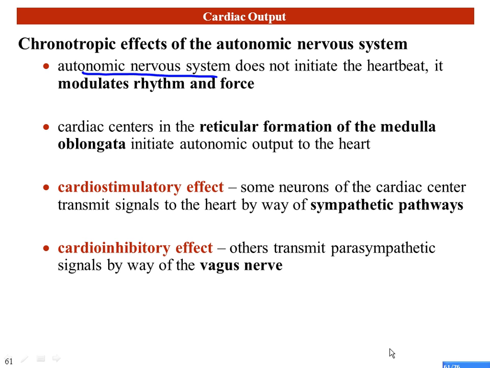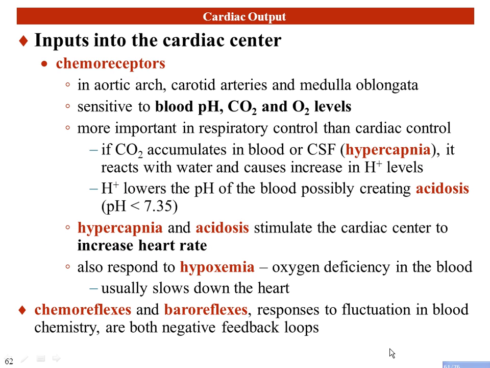Now, the center for regulating heart rate is in the cardiac center, which is in the reticular formation of the medulla oblongata. You may remember that from the last unit. So, if the heart rate needs to speed up, this cardiac center is going to activate sympathetic nerves. If the heart rate needs to slow down, it's going to activate vagus nerves. So sympathetic nerves increase, parasympathetic nerves are going to decrease the heart rate.